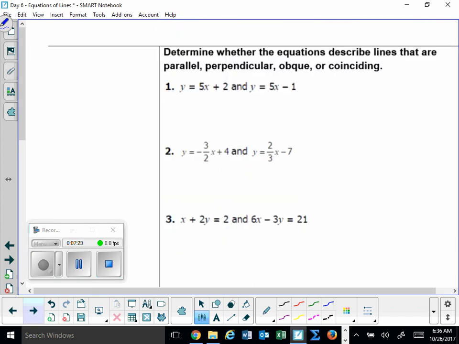All right, we are asked to determine whether these equations describe parallel, perpendicular, oblique, OB, I misspelled this, OBLIQUE, no, that doesn't look right, oblique.